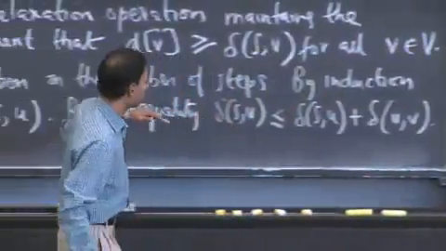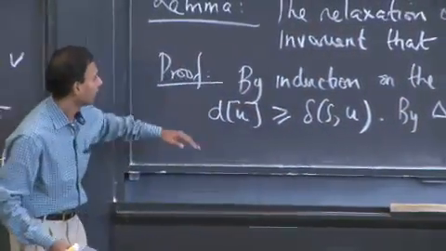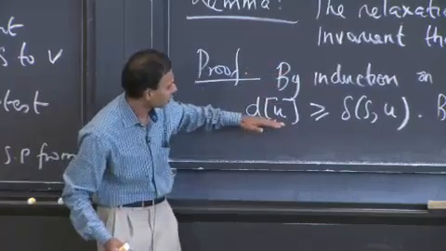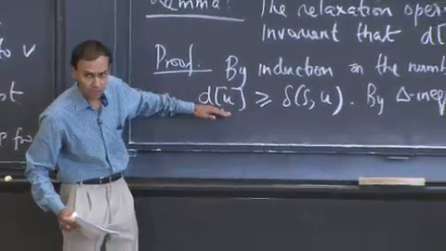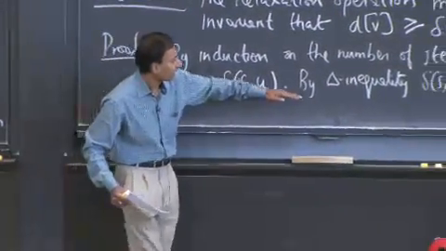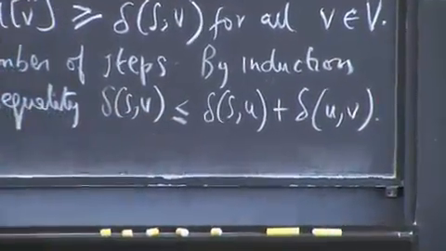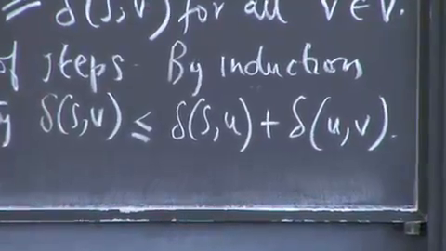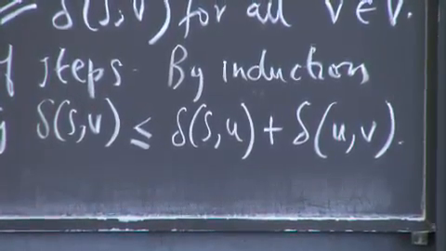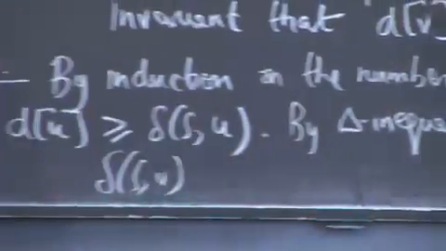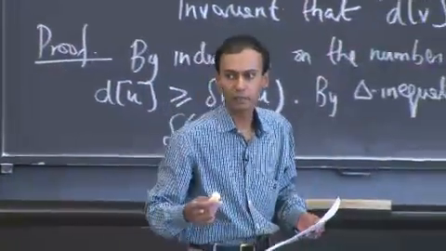So that's half the proof here. What I've done is assume that d of u is correct, and I've used the triangle inequality, or I've just written this down. Now, someone do the last step or the second to last step of this proof. Anybody?